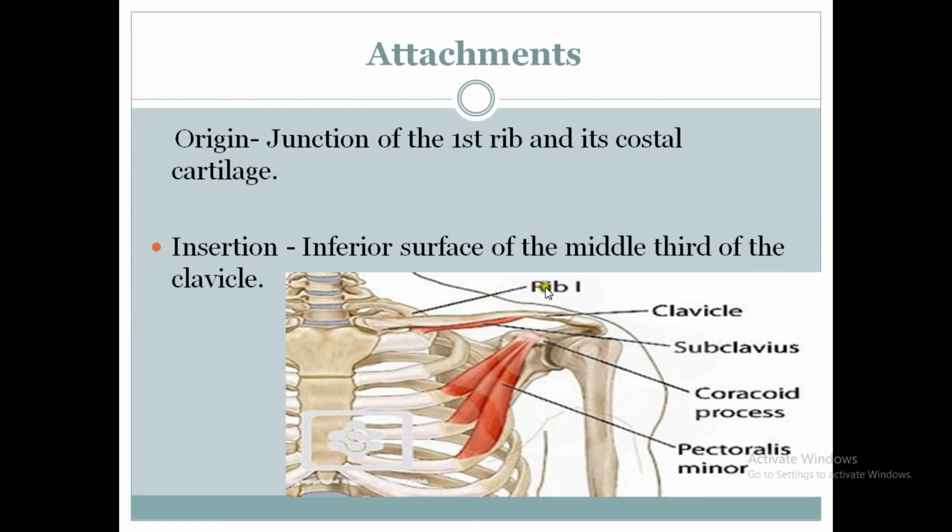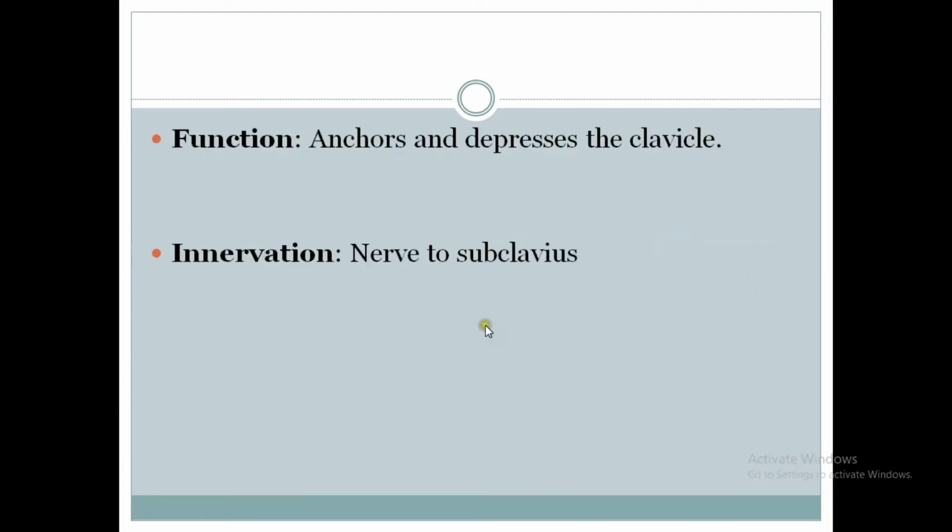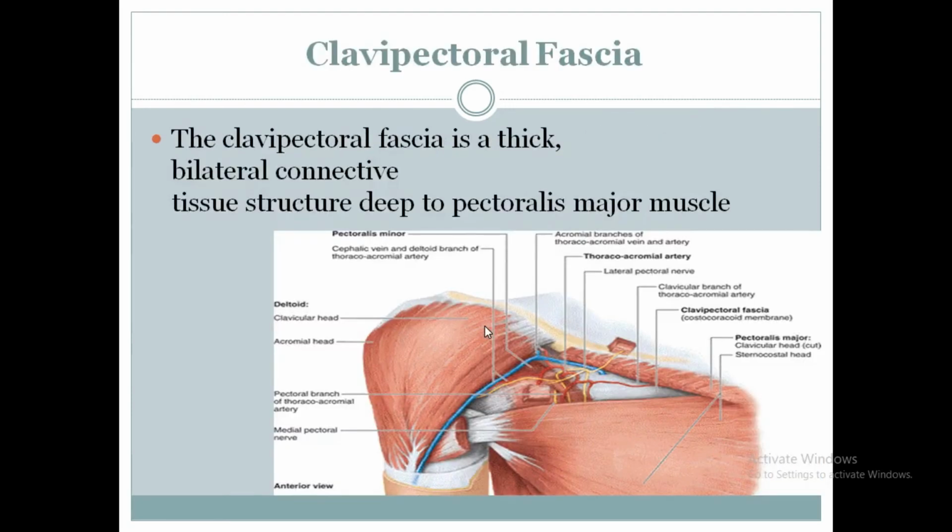Attachments of the subclavius muscle. First of all, locate the subclavius muscle, which lies just beneath the clavicle. It originates from the junction of rib 1 and the costal cartilage and it gets inserted into the inferior surface of the middle third of the clavicle. This is the clavicle, this is the superior surface, and the subclavius muscle gets inserted into the lower or inferior surface of the middle third of the clavicle. Function is to anchor and depress the clavicle. Innervation is the nerve to subclavius.